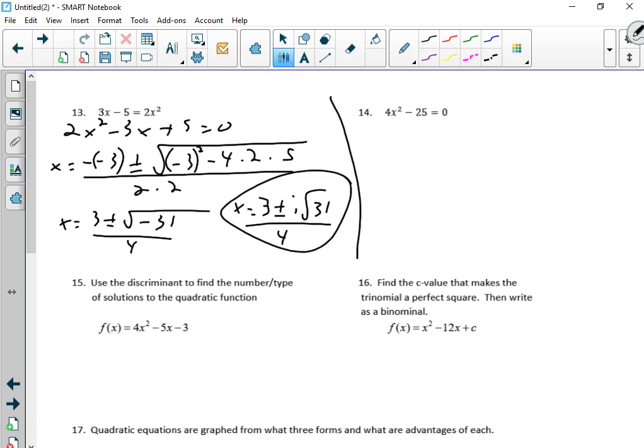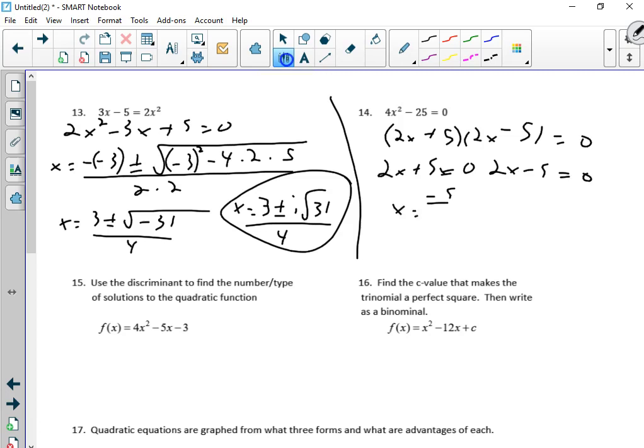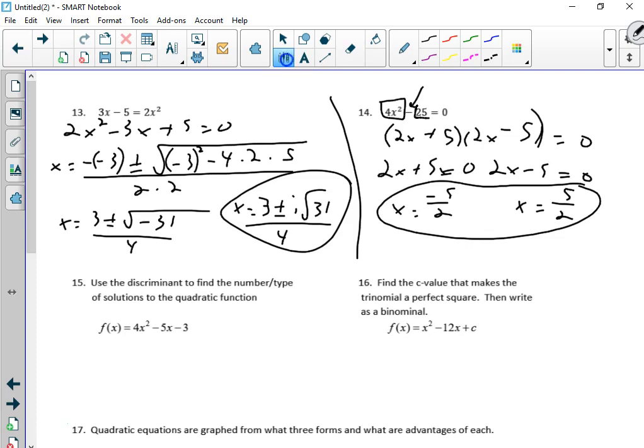Okay, 14 is the difference of 2 squares. It's easy, breezy, beautiful, cover girl. Square root of the first term, square root of the second term, one plus, one minus. Set them both equal to 0. Here I'm going to subtract 5 and divide by 2. Here I'm going to add 5 and divide by 2. And again, I was able to do that easy system because this is a difference of 2 perfect squares.